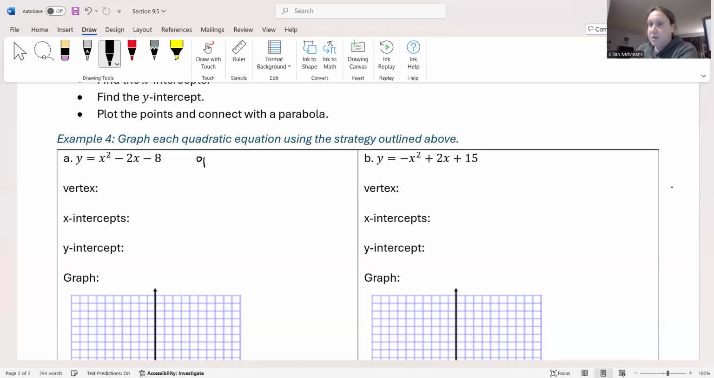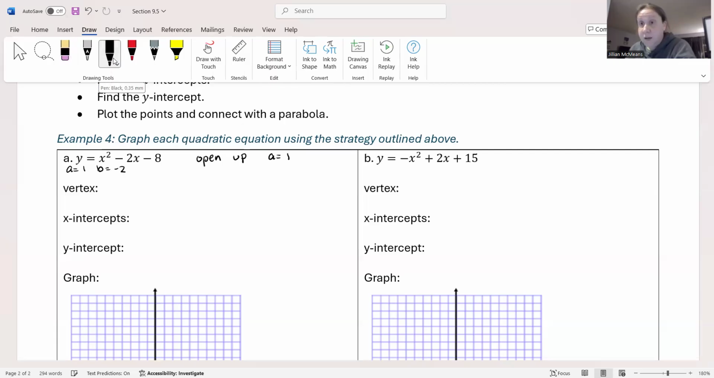This one happens to open up. a is equal to 1, which is positive. So that means we're going to have the smiley face parabola. So it opens up, and that type of parabola has a minimum. So when we find the vertex, it's going to be the lowest point on the graph. Okay? Now we're going to need to know what a and b are in order to find the vertex. So a is 1, b is -2.